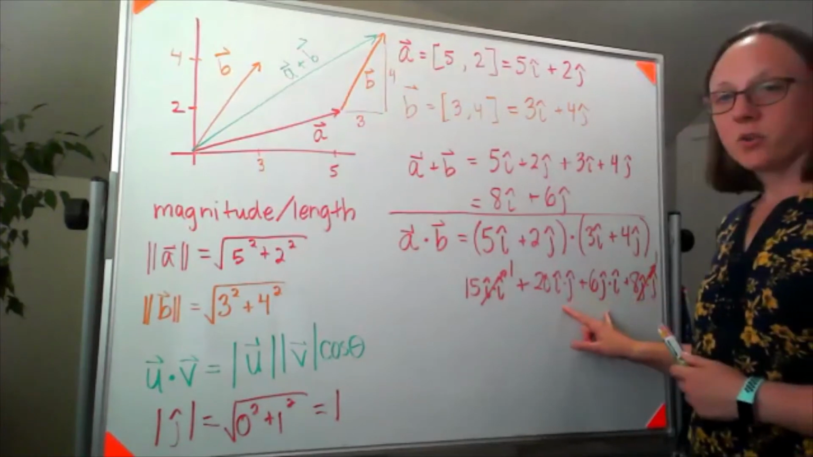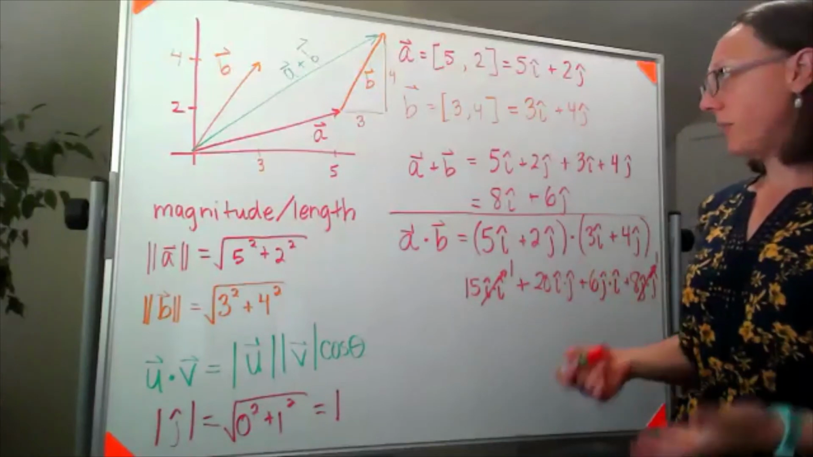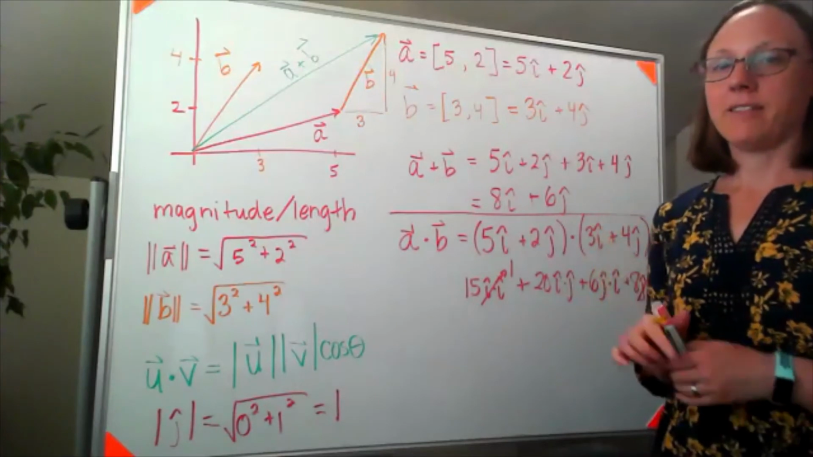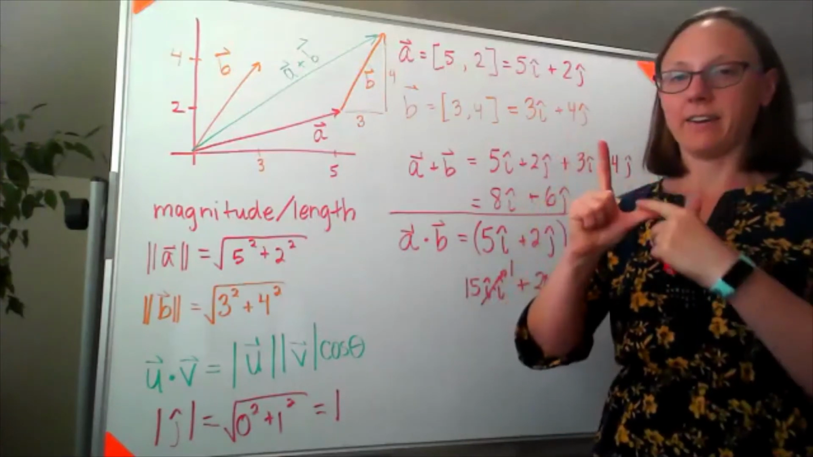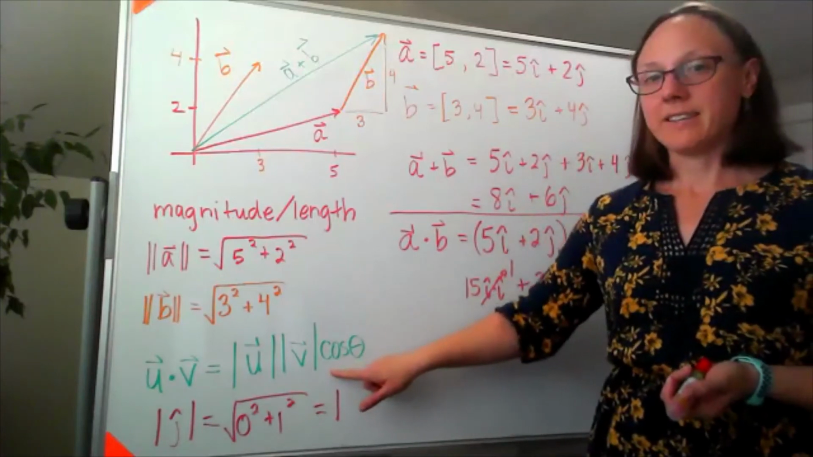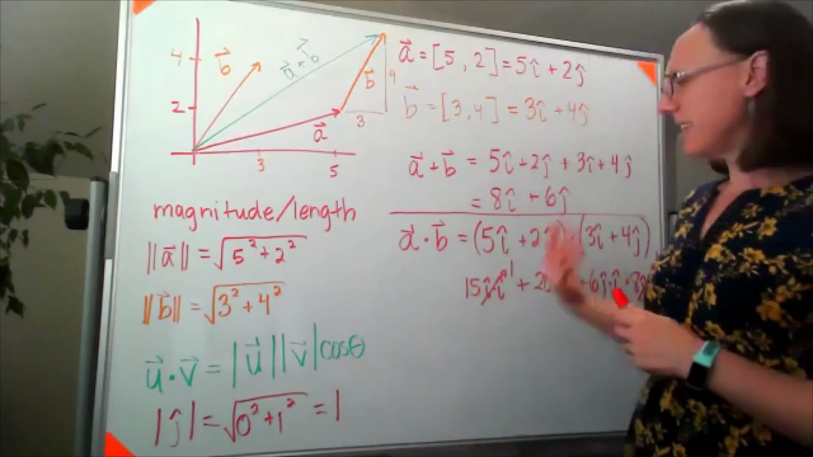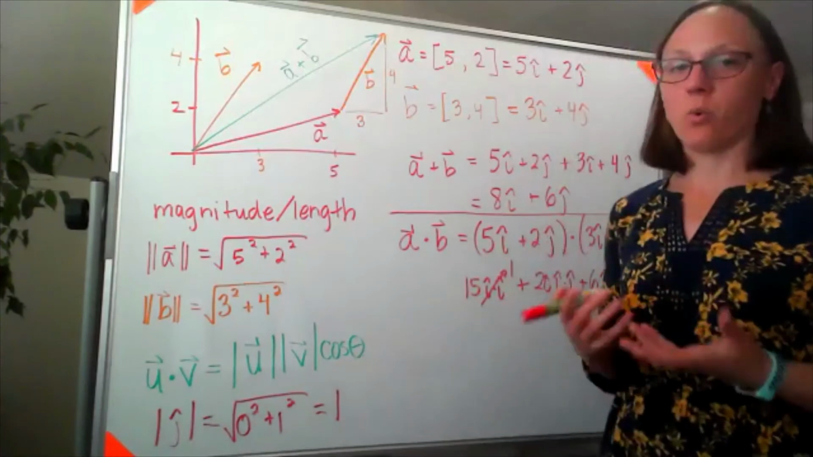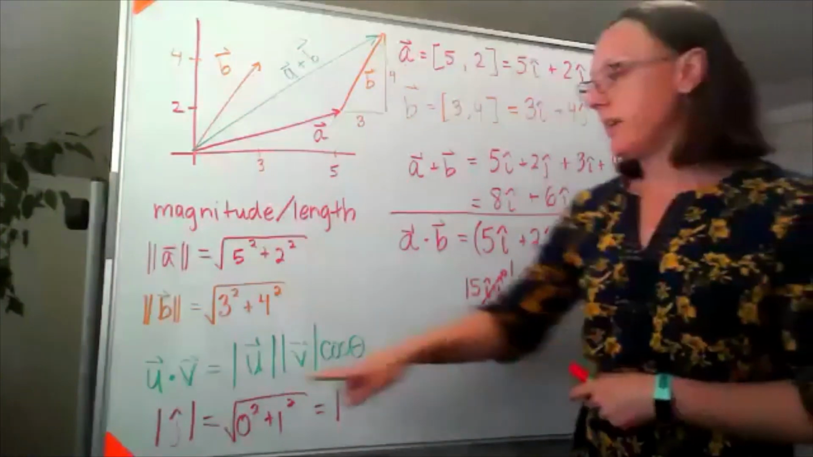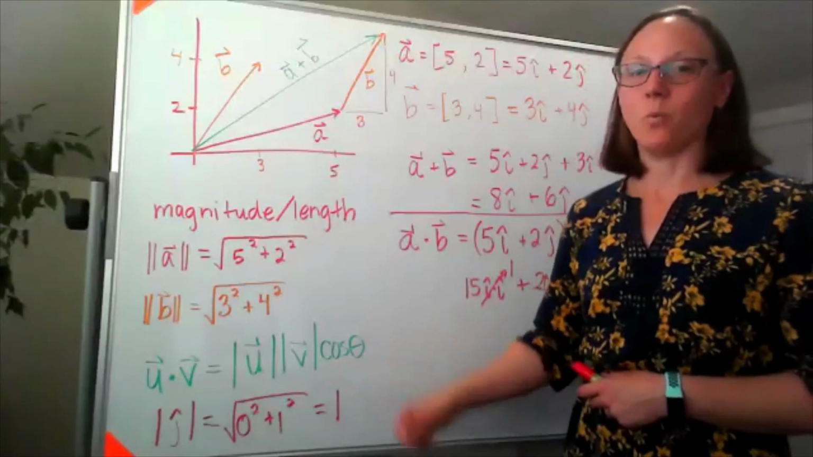Now for these two pieces, if I have I hat dotted with J hat, given our standard basis, I points directly to the right and j points directly up. That means those two vectors are at a 90-degree angle with each other. Cosine of 90 degrees is 0. And this is kind of what we were getting at right at the end of lecture today. So if I have two vectors that are orthogonal or perpendicular, meaning there's a 90-degree angle between them, their dot product has to be 0 because this cosine of 90 degrees will go to 0.